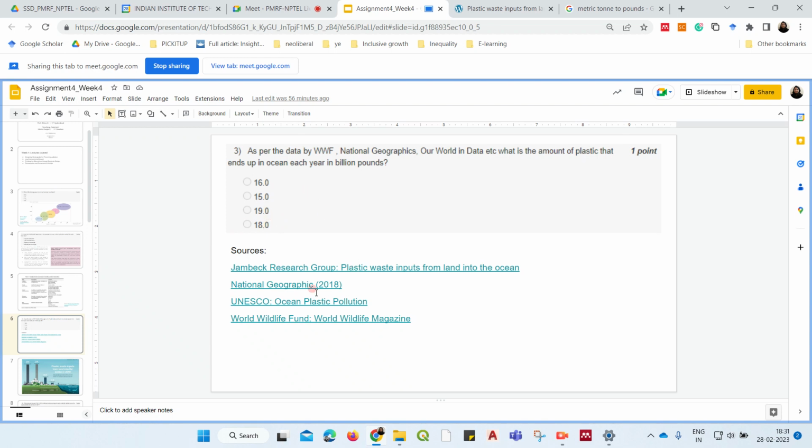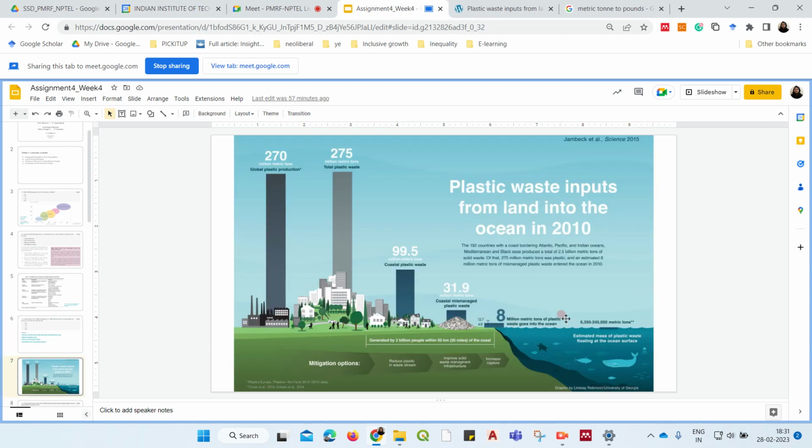Another thing, why 18 is the correct option, because this study mentions the plastic that goes in annually, how much plastic goes into the ocean as 8. Some studies say it to be 8.3 million metric tons.